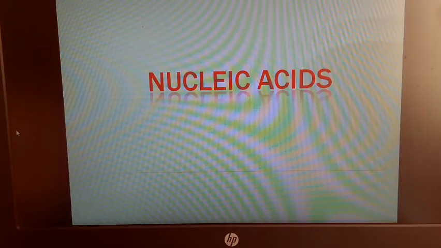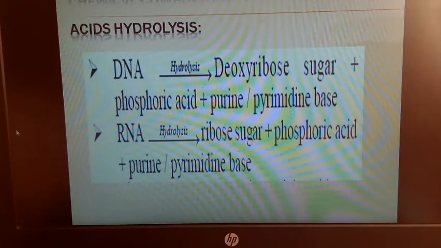Those structures we have discussed, and we have also come across that nucleic acids are made up of pentose sugar, nitrogenous base, and a phosphoric acid. The pentose sugars are deoxyribose and ribose. Those two we have discussed. Now we are going to discuss the bases.